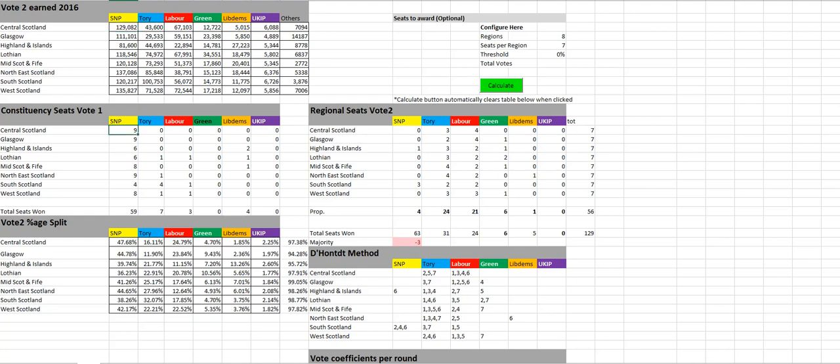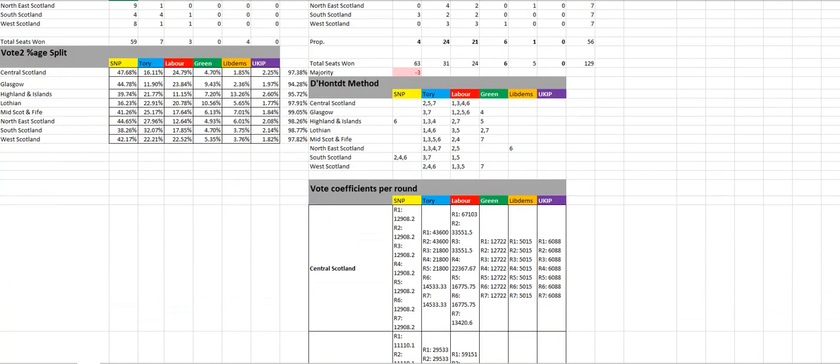What they do, and this happens with everybody, it's not just the SNP, every party gets this adjustment, is they take their constituency number, which is 9, and add 1 onto it, which in this case would be 10, and that is a divisor which is applied to the total number of votes. So you take 129,082 and you divide by 10. That becomes a starting point for the SNP.